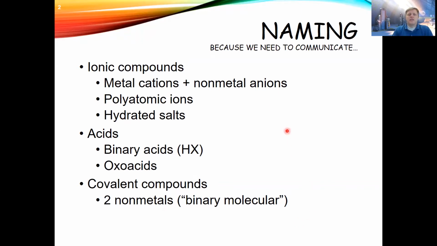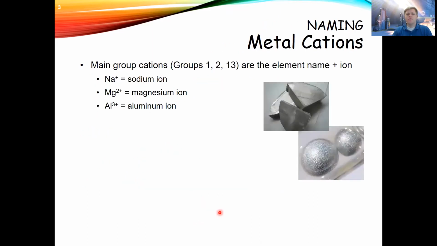The goal of this lecture, and your goal in this unit, is to be able to name all of these and derive their chemical formula from the name. So we'll start with metal cations. We've talked a lot about these, and some of these names won't be super surprising to you.